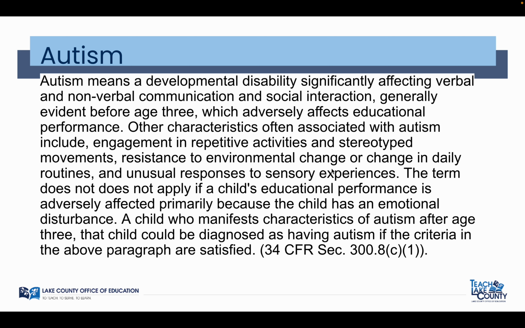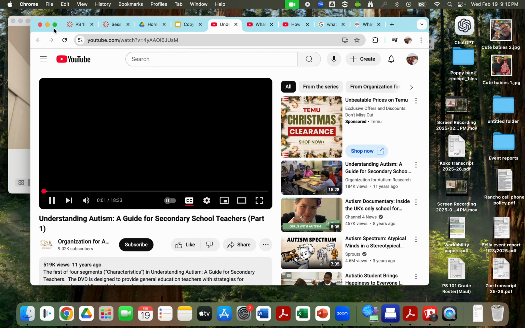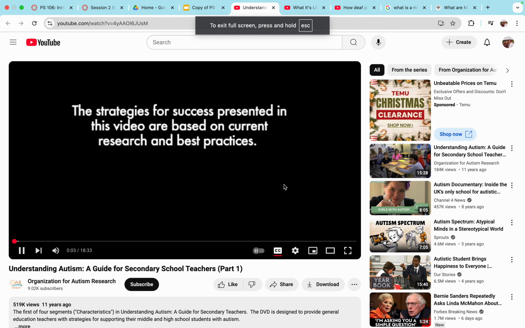I guess it just means that a child could have multiple disabilities as well. It's an interesting one. I don't like the way that's worded. But that is true in regards to verbal and nonverbal communication, social interaction, generally evident before age 3. That is all true. Examples of students with autism. Let's take a quick look at that video. Ooh, we're not going to watch 18 minutes of it, though. I'll tell you that much.